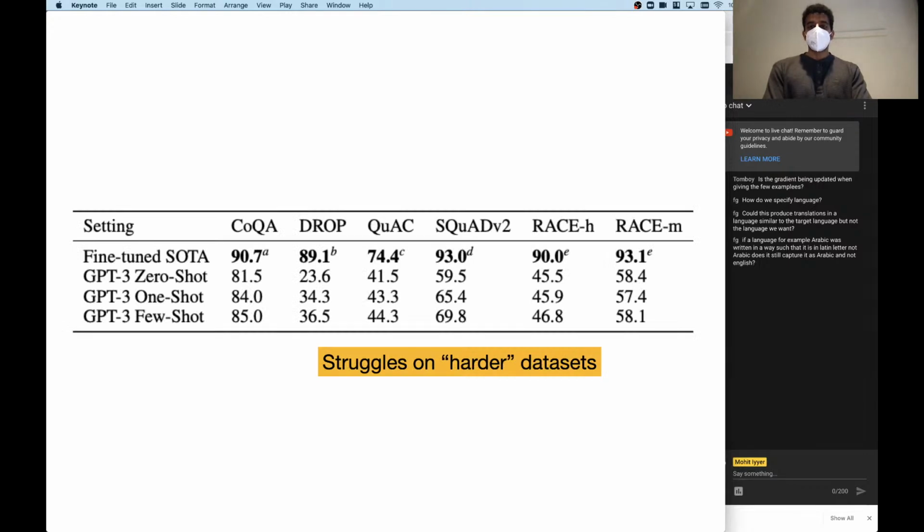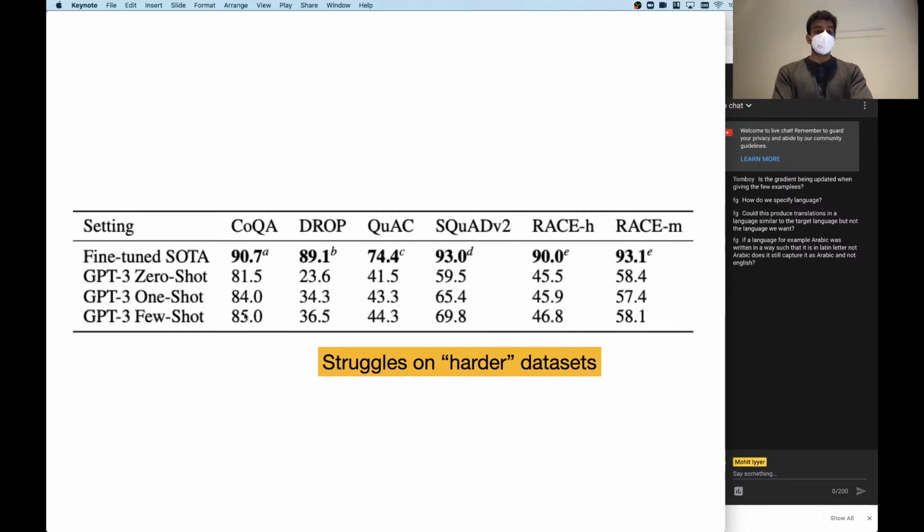Okay, finally, they look at reading comprehension question answering. So we looked at this in SQuAD, for example, where we have a document and a question, and the answer is a span of text within that document. On all of these data sets, we see that the fine-tuned state-of-the-art model, which has access to the full training data of this task, is always better. But we see that for some data sets, GPT-3 is quite close.